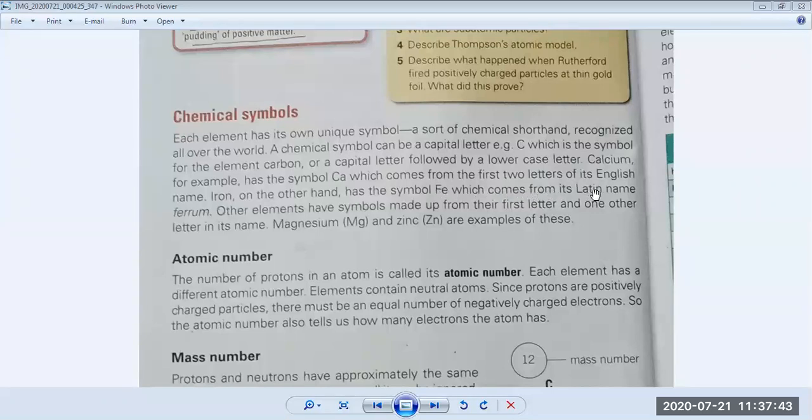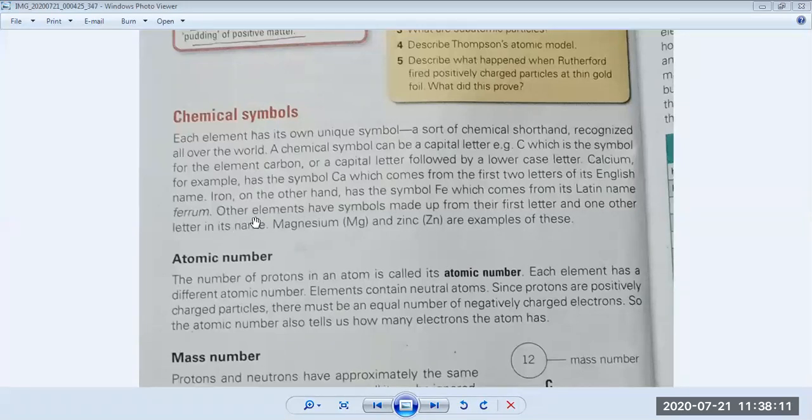In the Latin language, the name of iron is ferrum. So Fe is taken for iron from its Latin name. When iron is written, you always write the symbol Fe, and this Fe comes from the Latin name ferrum. Other elements have symbols made up from their first letter and one other letter in their name.